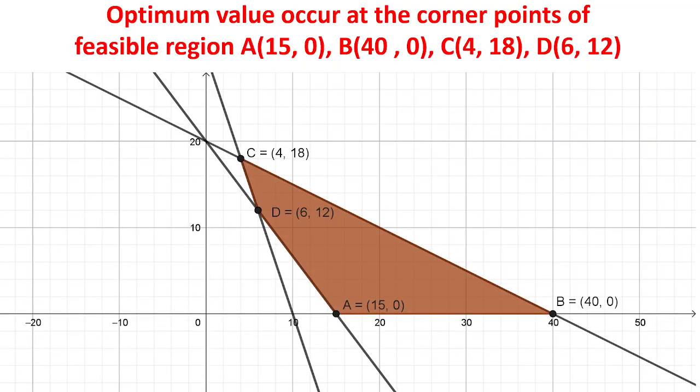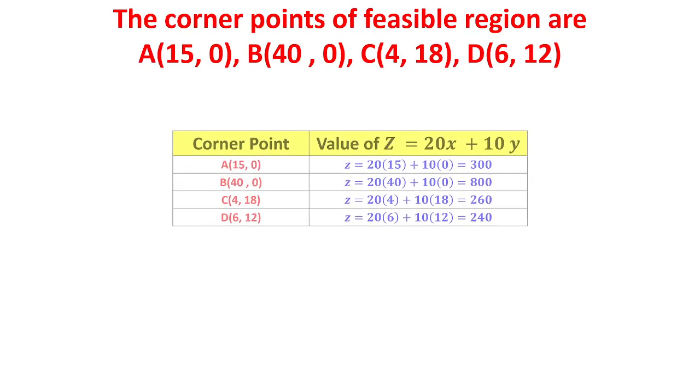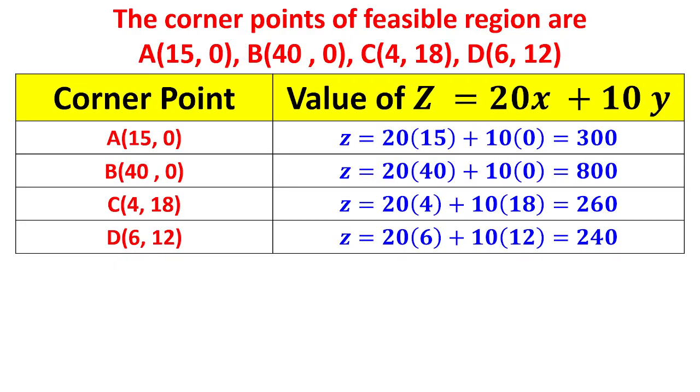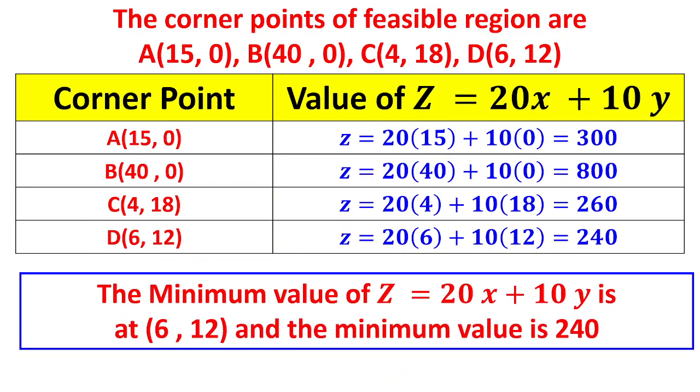15, 0; 40, 0; 6, 12; and 4, 18. I am putting them in the table and it is a minimization problem. Therefore, the minimum value is 240, obtained at 6, 12.